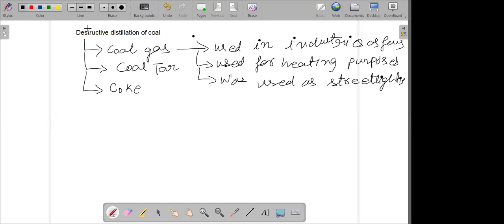So what do you mean by distillation? Distillation means purification. Okay, like boiling, purification generally by evaporating. So when you evaporate one of the substances, then obviously it becomes pure. Okay. So these are the different uses of coal gas.